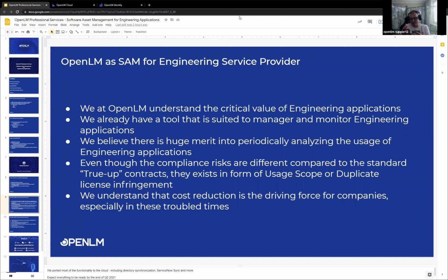Do I need to get more? Maybe I could get less and I could save some money. Am I compliant? Again, a big question. Like I said, we have a separate webinar, and I think the compliance thing is very often overlooked, and that's not a good thing because compliance is extremely important.